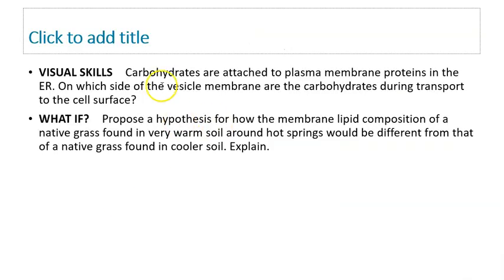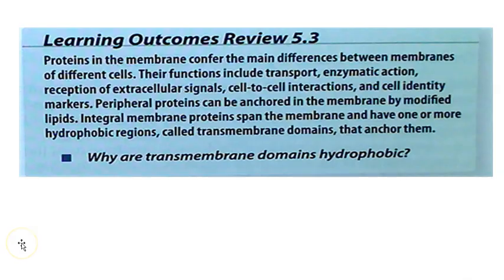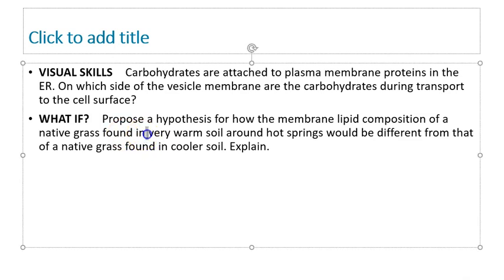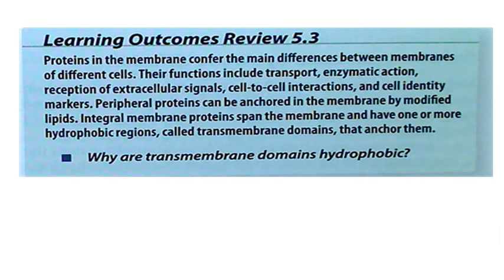Okay, so we'll go through the answers to these questions in class, but definitely work on them at home. Carbohydrates are attached to the plasma membrane proteins in the ER. On which side of the vesicle membrane are the carbohydrates during transport to the cell surface? Propose a hypothesis for how the membrane lipid composition of a native grass found in very warm soil, hot springs even, would be different than that from a native grass found in cooler soil. We talked about that. Think about it, maybe rewind this video. And then finally, why are transmembrane domains hydrophobic? Why does a transmembrane protein contain hydrophobic regions?